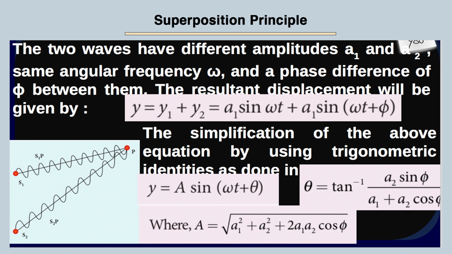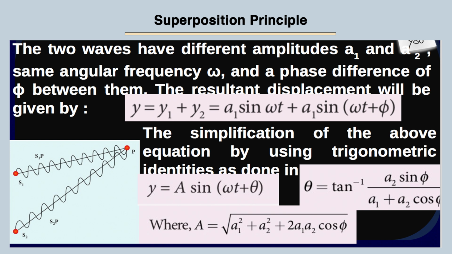So, these are the two waves, with different amplitudes A1 and A2, and a phase difference of phi. Then we can write these waves as y1 equals A1 sin omega t and y2 equals A2 sin(omega t plus phi). When we use the superposition principle, y is equivalent to y1 plus y2.